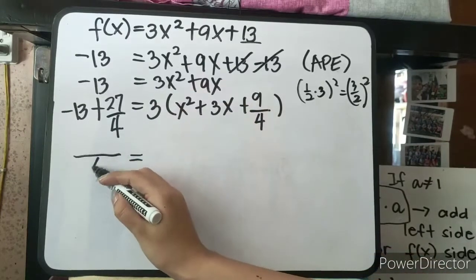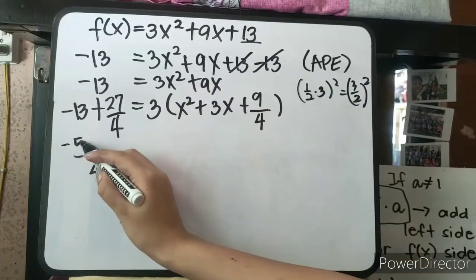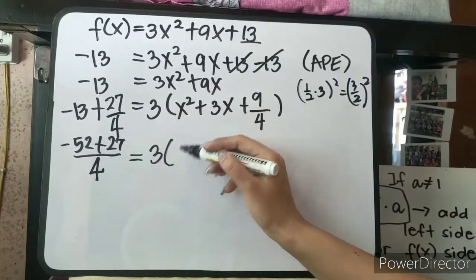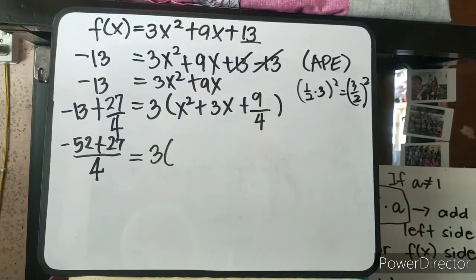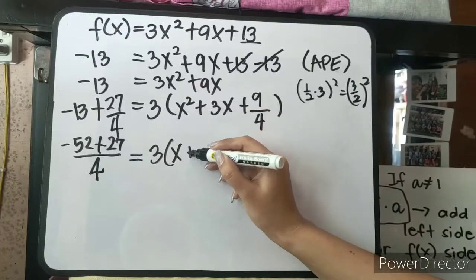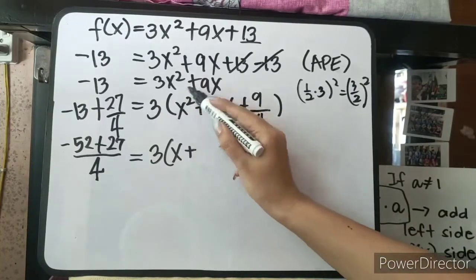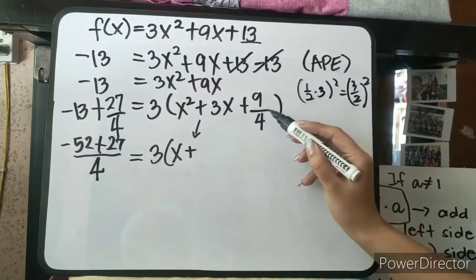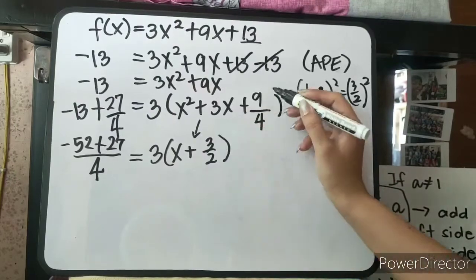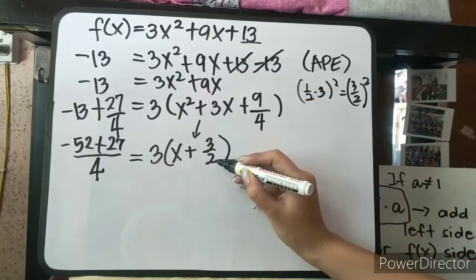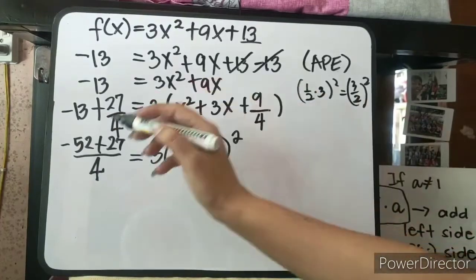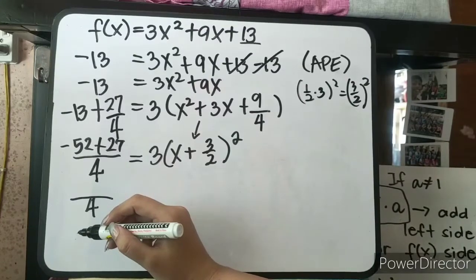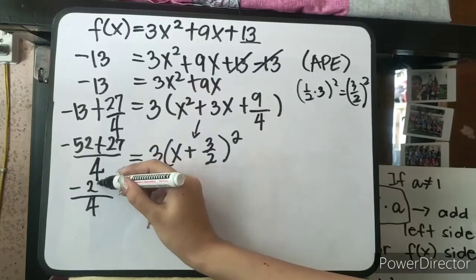Okay, let's do this. 4 yung LCD. This is 52 plus 27. And then itong side na to, factor natin as a square of binomial. So, x plus x dahil square root nito, plus dahil dito. And then, yung square root nito ay 3 over 2. Kasi square root of 9 is 3, square root of 4 is 2. And then yung square. Then let's solve this side. So that is still 4. And then 27 and negative 52, that is negative 25.